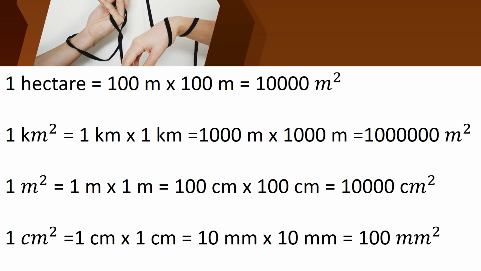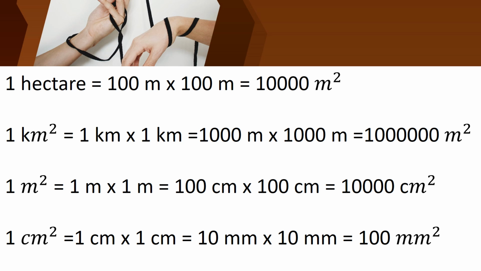Okay children, 100 millimeter square. Learn this. We can learn it easily. Let's see, 1 kilometer equal to 1000 meter. While multiplying those, 1000 meter by 1000 meter, we can get 10 lakhs meter square. Is it, children? So we can use that.